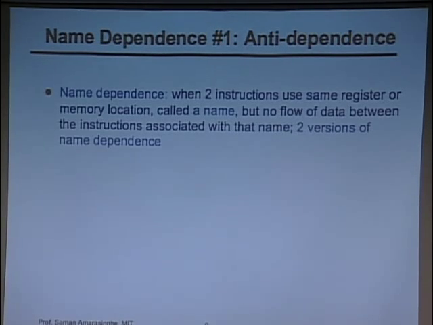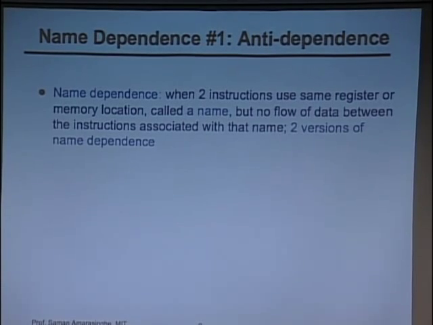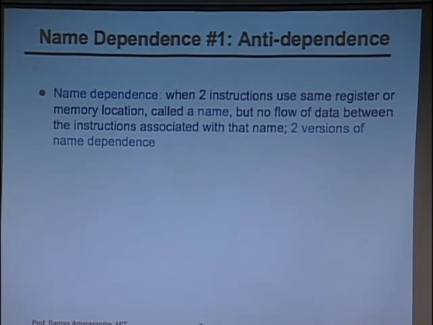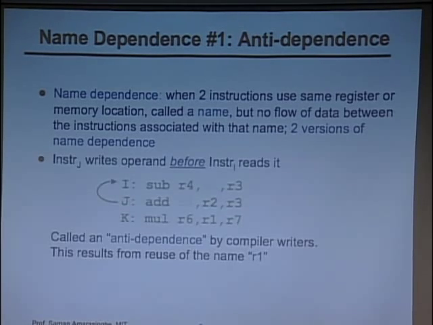So there are other dependencies that we can do better on. There are two types of name dependencies. That means there's no real use of data in the program, but there are limited resources, and you have resource contention. The two types of resources are registers and memory. So the first name dependence is what we call anti-dependence.